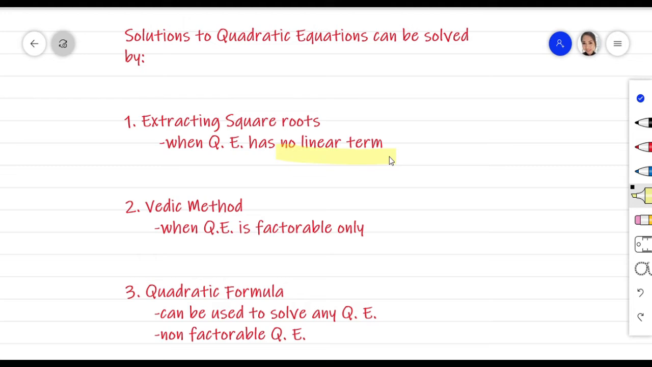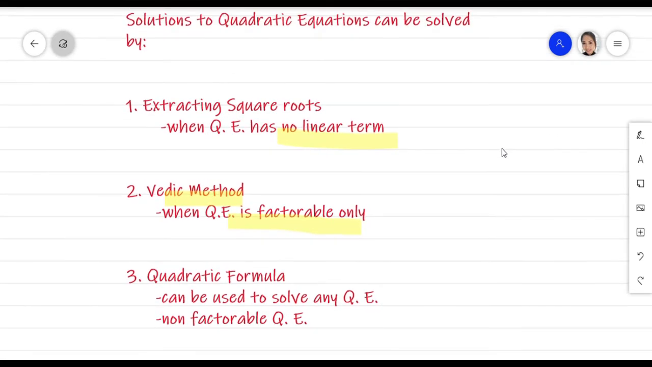Now, if your quadratic equation is factorable, it can be easily solved using the Vedic method. For the third technique in solving quadratic equations, this is what we call the general method, because it can be used to solve any quadratic equation. Any quadratic equation can be solved using the quadratic formula. However, I encourage you to use this one for non-factorable quadratic equations.